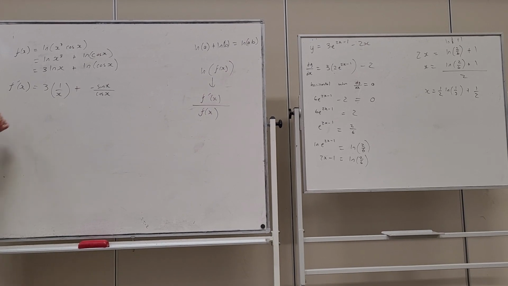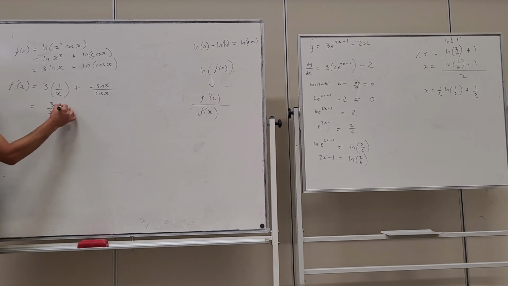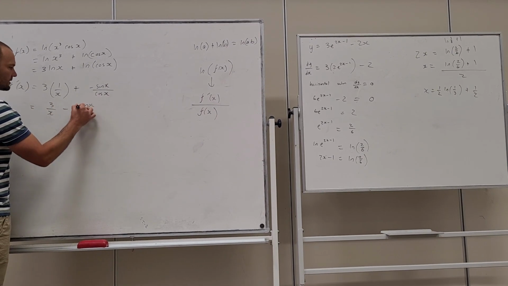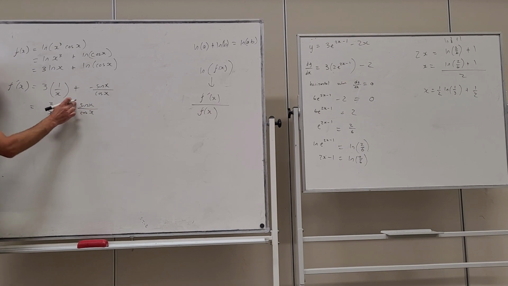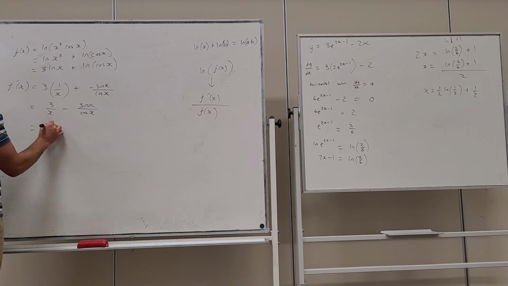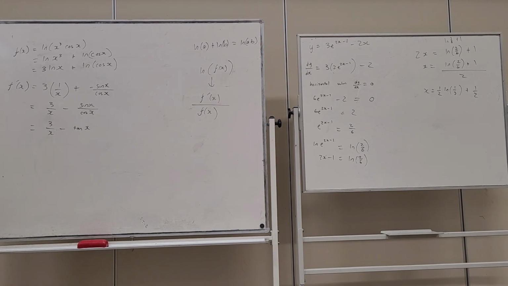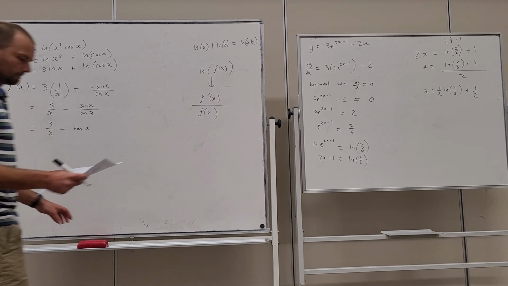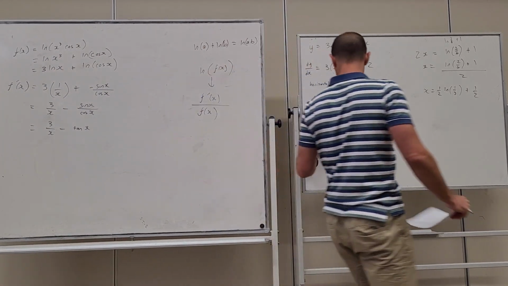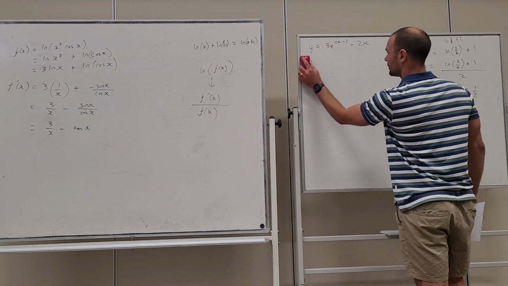Okay, so let's simplify what we've got. This one's a show that, isn't it? It's a show that it's equal to this. So we have 3 on x, take away sine x on cos x, and sine divided by cos is tan. 3 on x, take away tan x, as required, QED. Good.